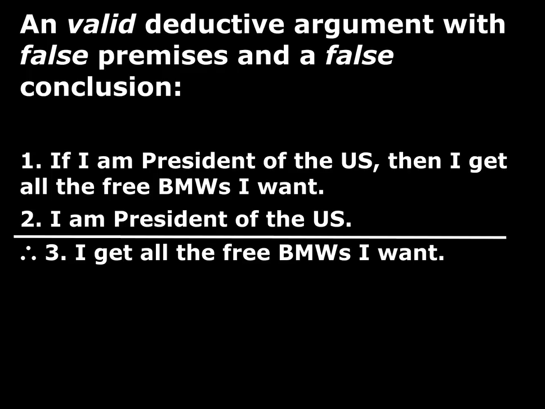Now notice this passes the test. If those premises were true, the conclusion would have to be true. Okay? If the President of the United States got all the free BMWs they wanted, and I was President of the United States, then I would get all the free BMWs I want. If those premises were true, the conclusion would have to be true. So it is valid, even though everything's false. In fact, it's false. Okay?